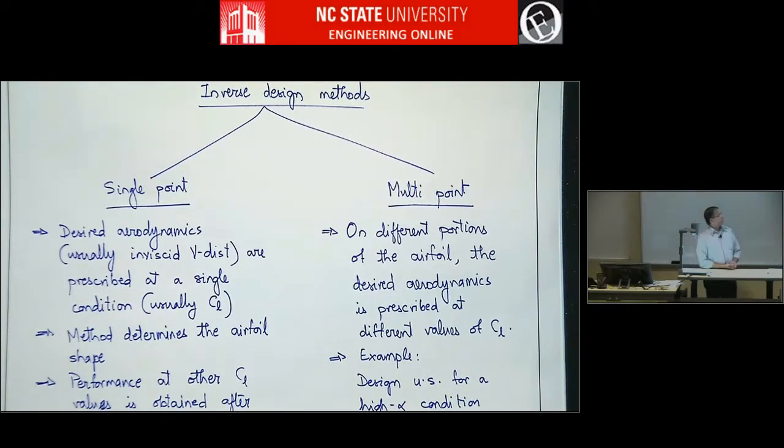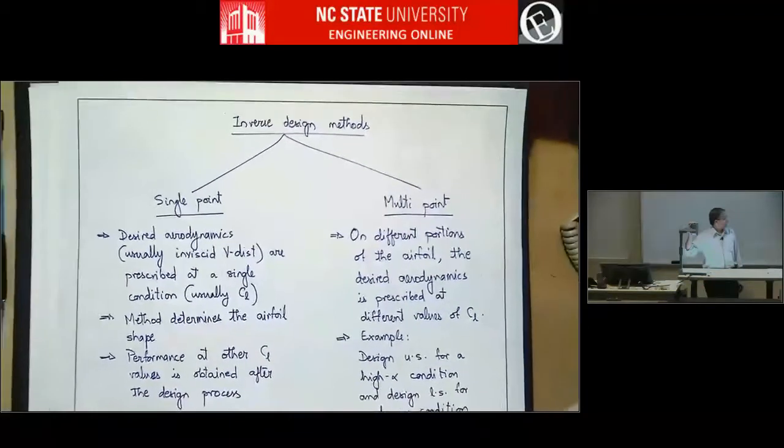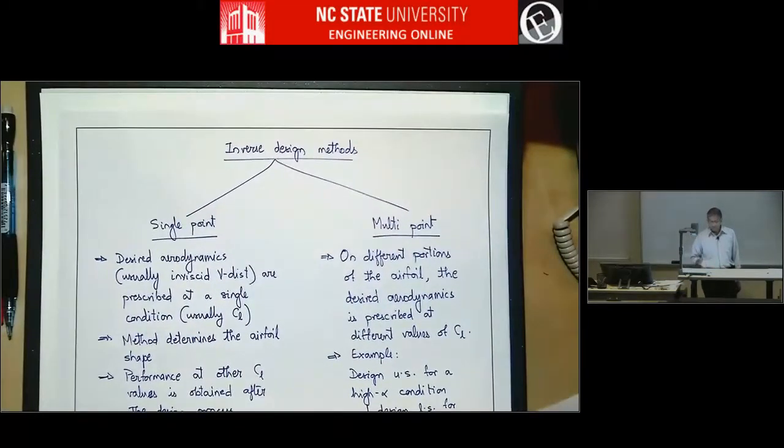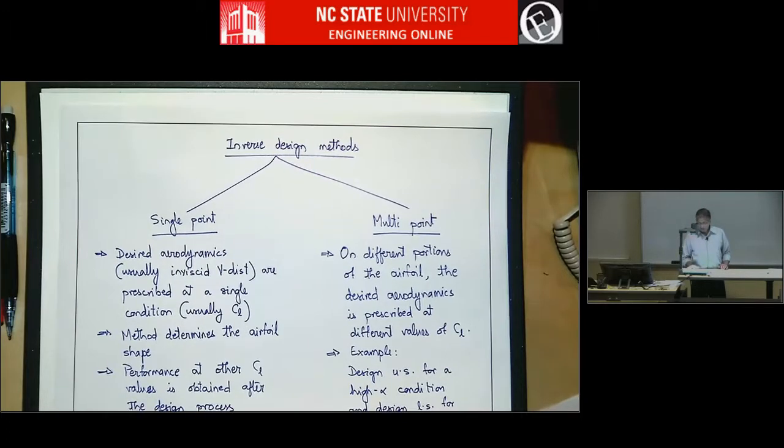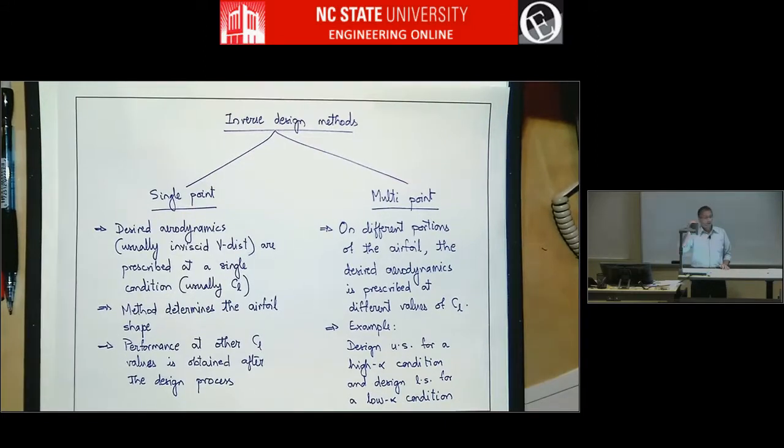So single point inverse design methods are where you give the desired aerodynamics, usually the inviscid velocity distribution at a single condition, right? So you will say, essentially, I want this kind of a velocity distribution at a CL of 0.5. And the method will determine the airfoil shape. And performance at other CLs is obtained after the design process. So if you design it for CL of 0.5, and if you want the performance at CL of 1, you just run Xfoil or something like that, and you will get the performance at other CLs.